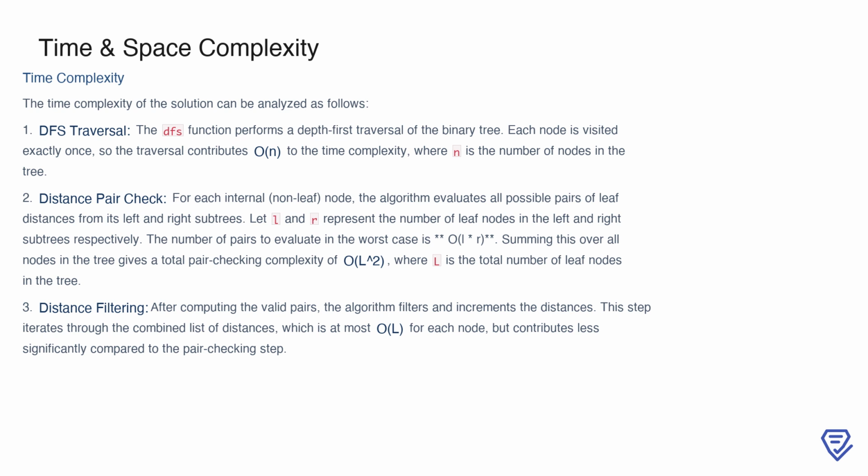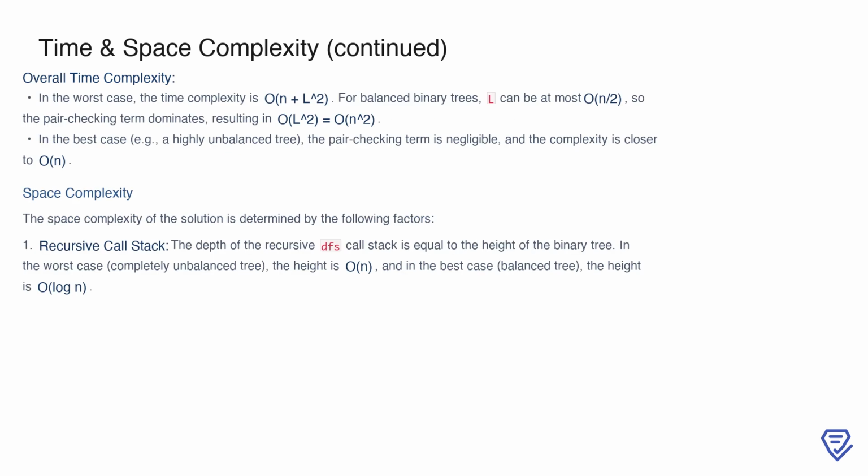Lastly, the algorithm also filters and increments distances after computing valid pairs. This step involves iterating through the combined list of distances, which is at most O(L), for each node. However, this step is relatively negligible compared to the pair checking process. Combining these factors, the overall time complexity in the worst case is O(n plus L squared).